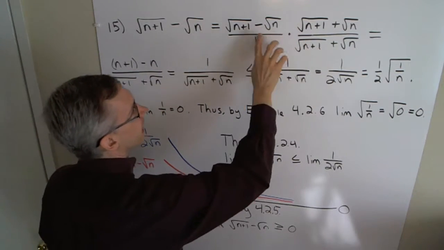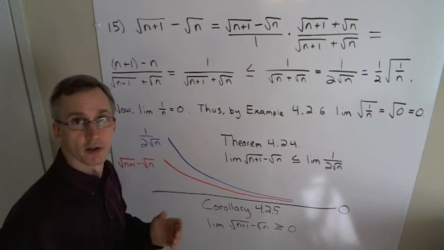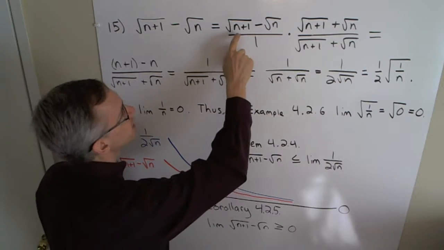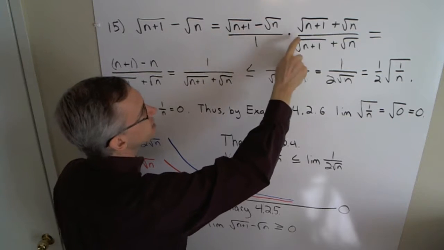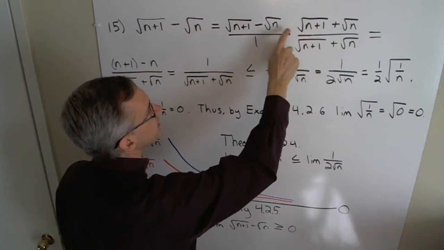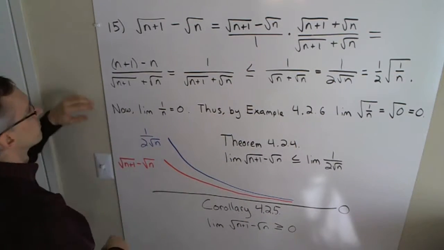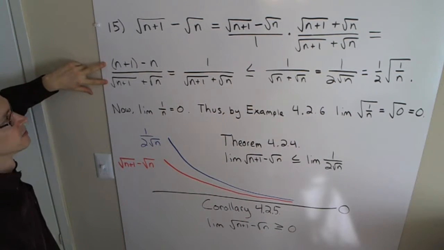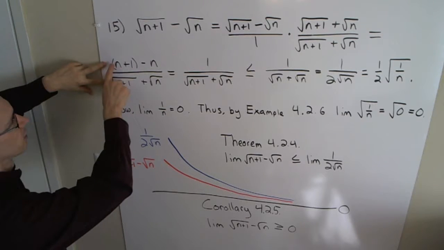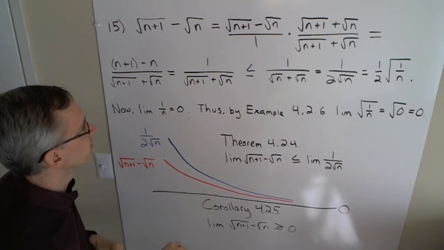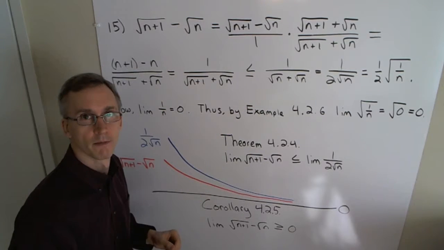When you multiply by the conjugate, using the FOIL method, the outer and inner terms cancel, leaving us with the square root of n plus 1 times the square root of n plus 1 minus the square root of n times the square root of n. And that gives us this expression. Now here, the n's are going to cancel, leaving us with 1 over the square root of n plus 1 plus the square root of n.